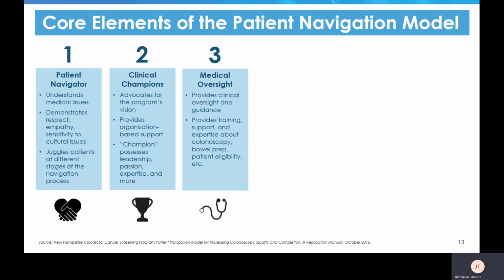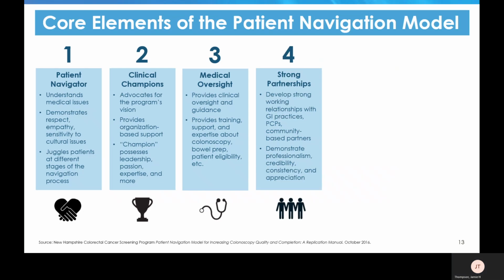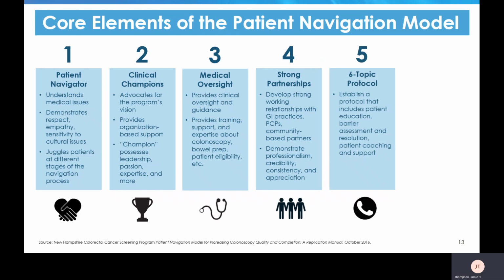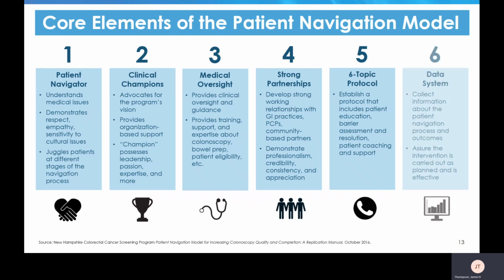Three, medical oversight. This person provides clinical oversight and guidance. They can provide training, support, and expertise about the colonoscopy, bowel prep, and patient eligibility. Four, strong partnerships. Develop strong working partnerships with GI practices, primary care providers, and community-based partners. Demonstrate professionalism, credibility, consistency, and appreciation of these partnerships. Five, the 6-topic protocol. Establish a protocol that includes patient education, barrier assessment and resolution, and patient coaching and support.